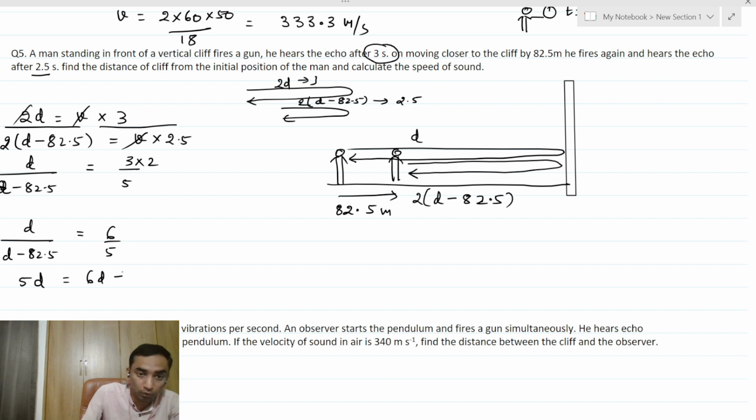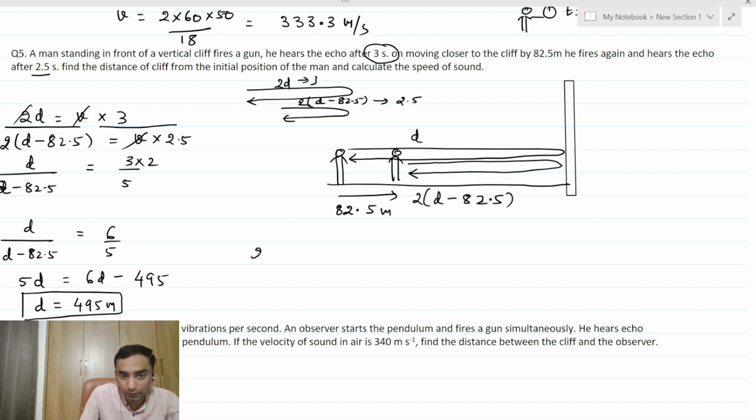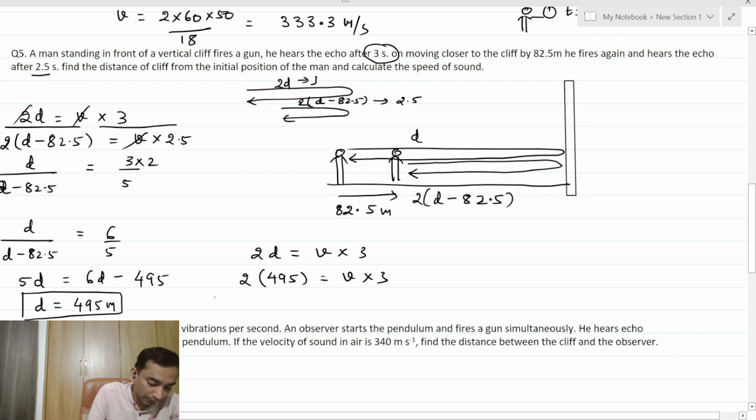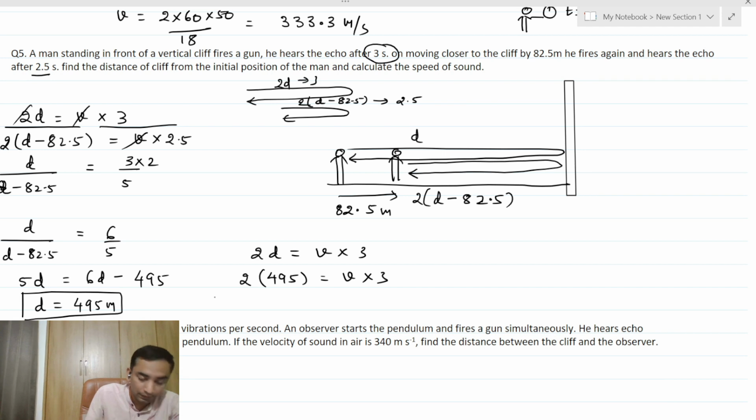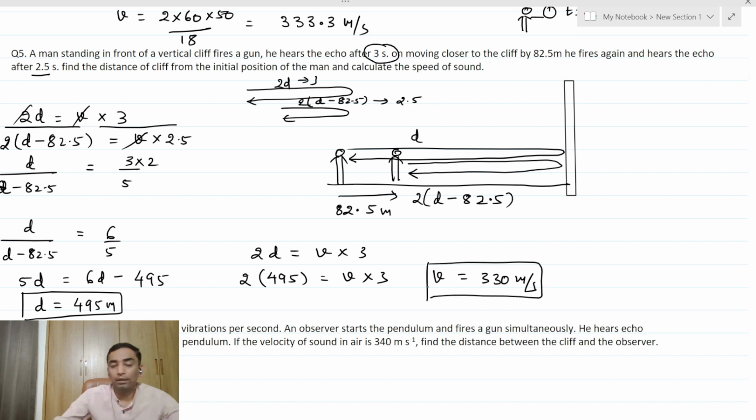82.5 multiplied by 6 is 495. So here d would be equal to 495 meters. That is the first answer. Now, out of any two equations, the first equation was 2d is equal to v into 3. So I'm going to substitute d as 495. That is equal to v into 3. So 495 multiplied by 2 is 990, divided by 3. So the answer is v is equal to 330 meters per second. This is how the problems are to be done. Let's move ahead.